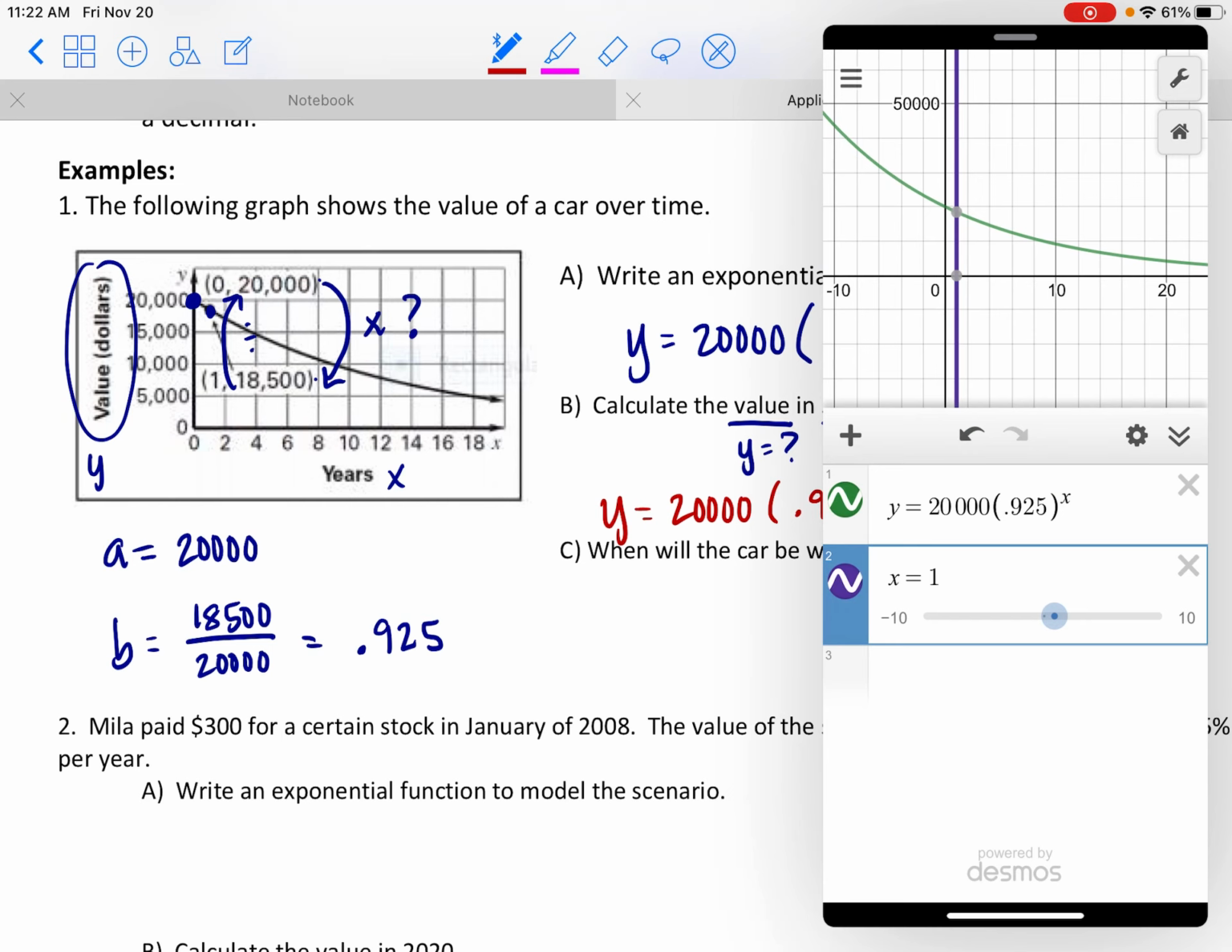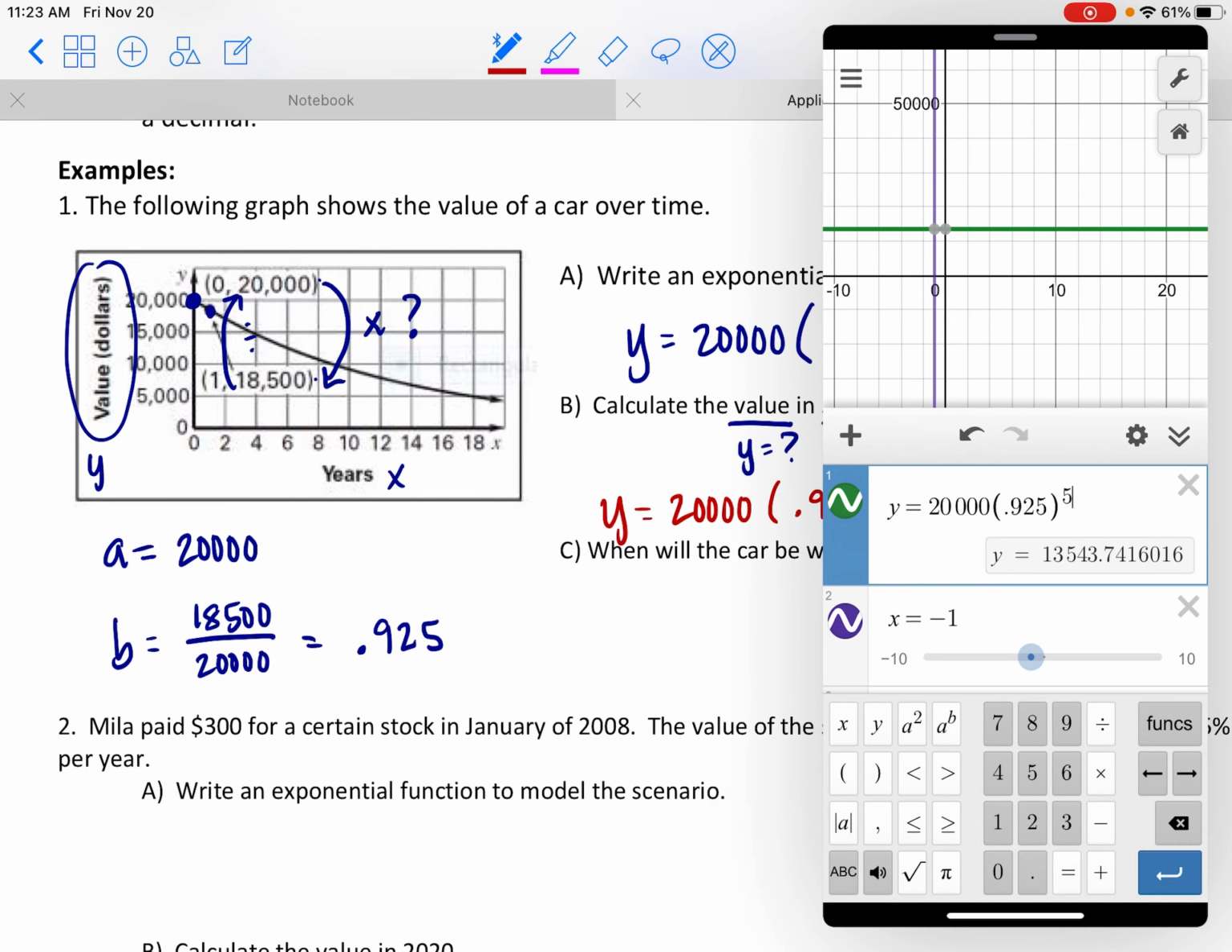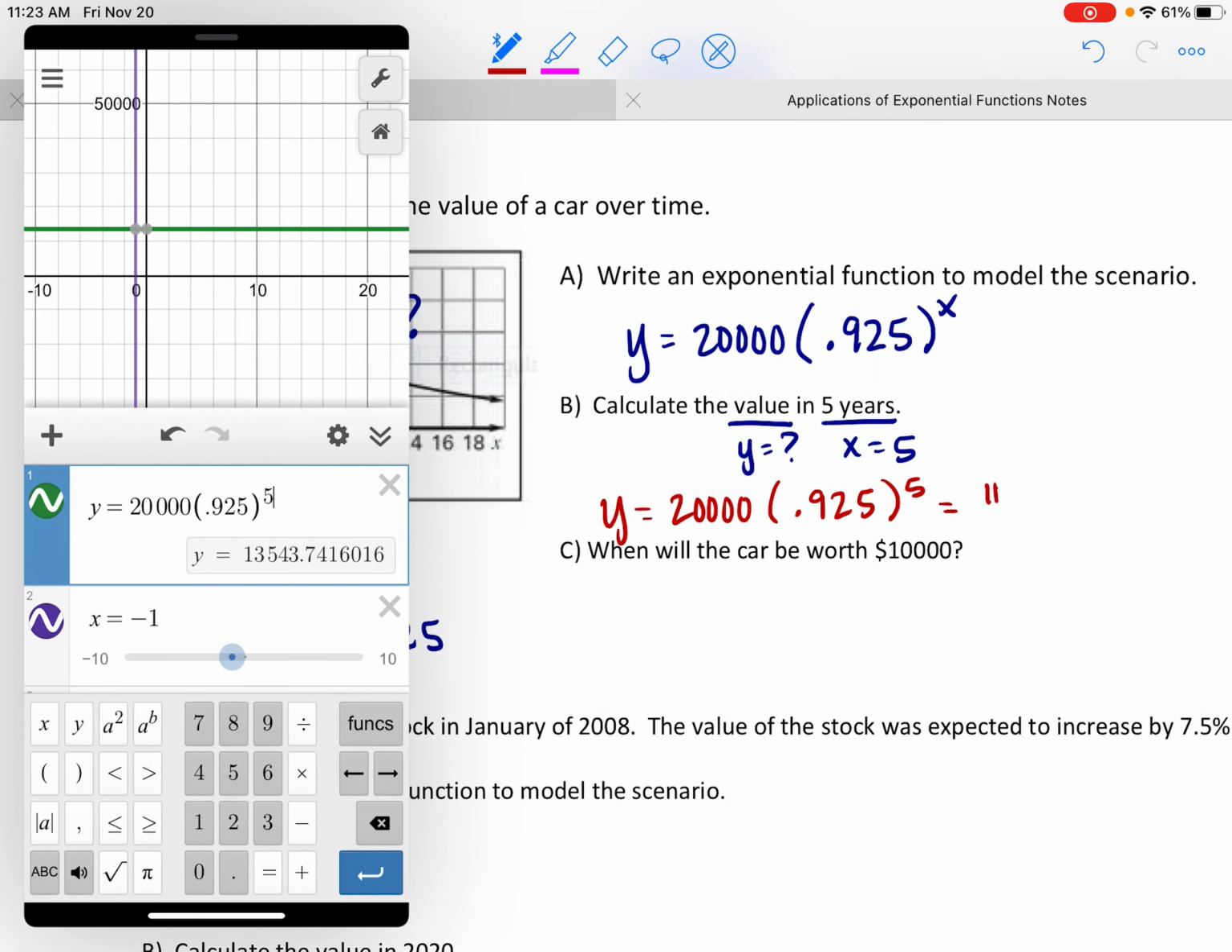And we can just throw that into the calculator. Look, I already have it here. So let me delete and put 5 up there. And so we end up with, since this is going to be a value, we'll round to the hundredth place, $13,543.74. That wasn't so bad.